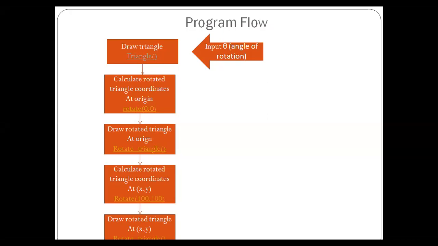Next, again for the actual triangle vertices, I will calculate the rotated vertex of the triangle from the pivot point. As I get the new vertex, x dash, y dash, for the rotation from the pivot point, I will draw that triangle. So now let us see how to draw the triangle first.